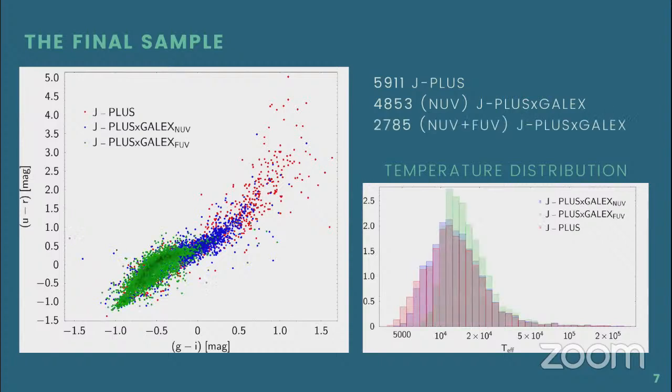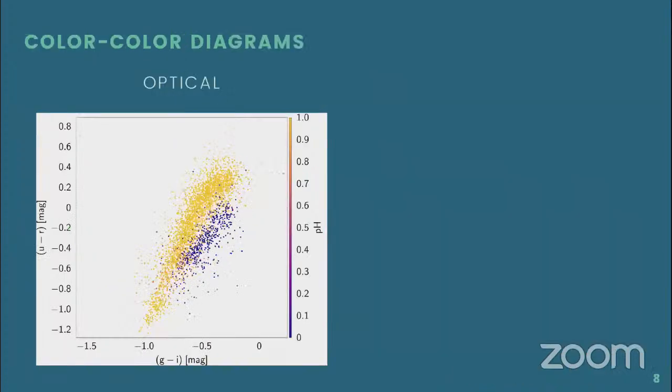When we included the far UV filter, these are the stars that we found, and we see that the distribution now clearly shifts to the hotter region. So all in all, what we decided to do was to cover the sample at temperatures higher than 10,000 kelvins. This is the remaining objects.